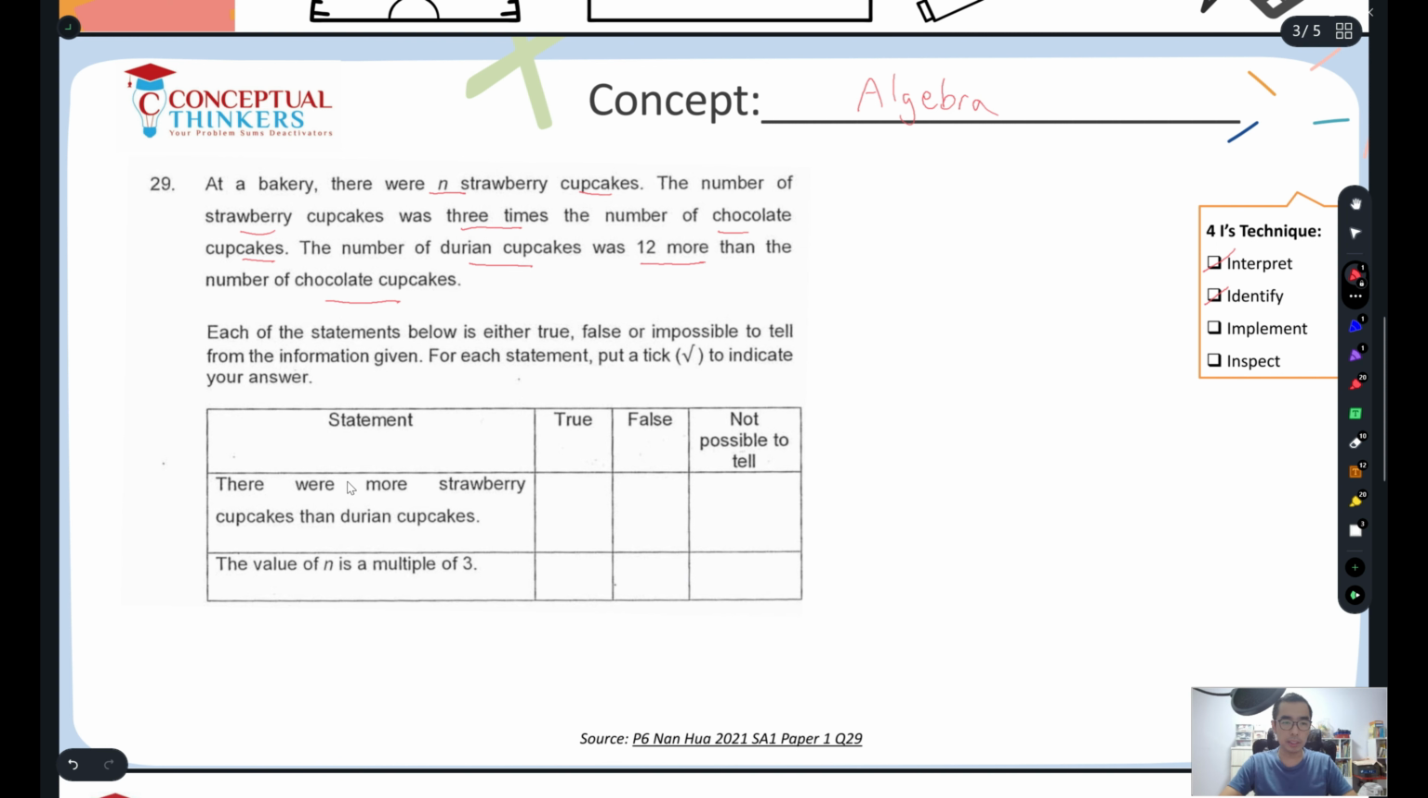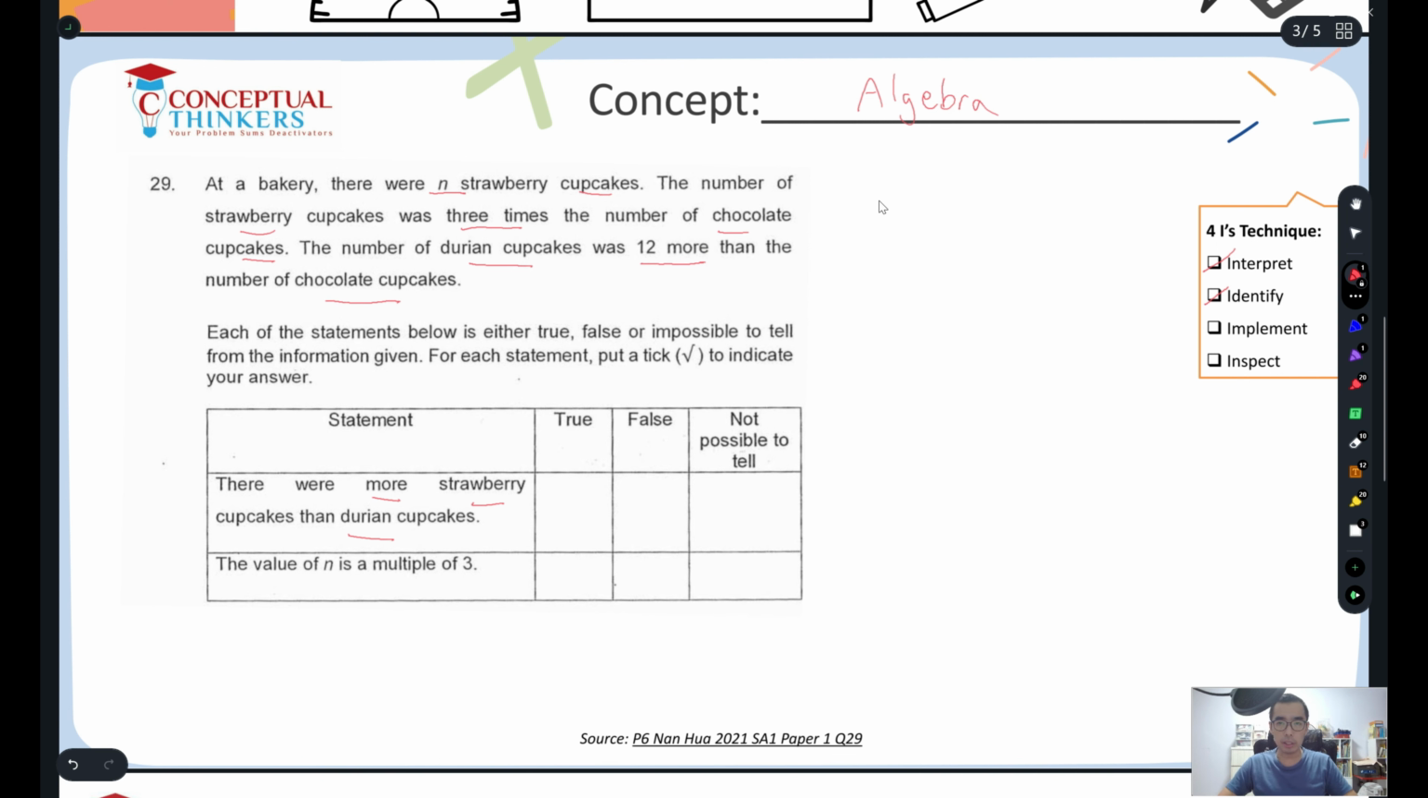Based on the first sentence, they say that there were more strawberry cupcakes than durian cupcakes. So more strawberry than durian. What we need to do is analyze and see whether it is true. We know that there will be n strawberry cupcakes, which is compared with our chocolate cupcakes.